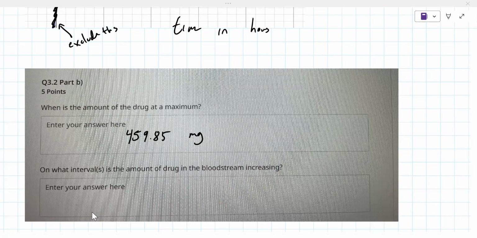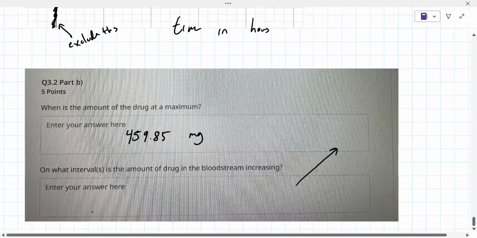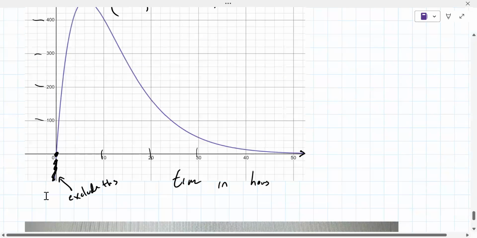All right, so what interval is the amount of drug in the bloodstream increased? You've seen this type of problem before. Increasing means it's going up and to the right. If we go back and look at the graph, it looks like it's going up and to the right all the way over here. But remember, you can only start at 0. You have to say only in this interval that it's actually valid for. There's no such thing as negative time in this problem.